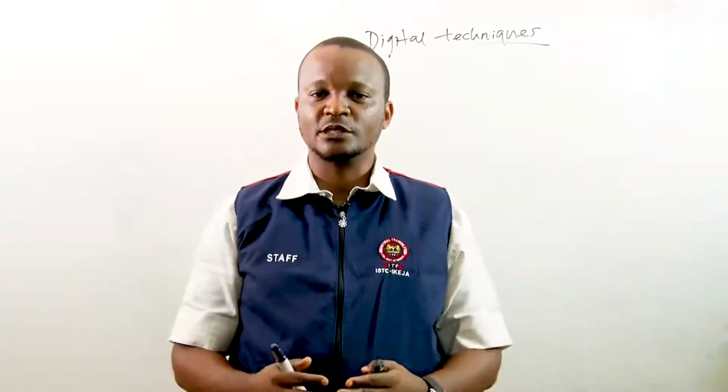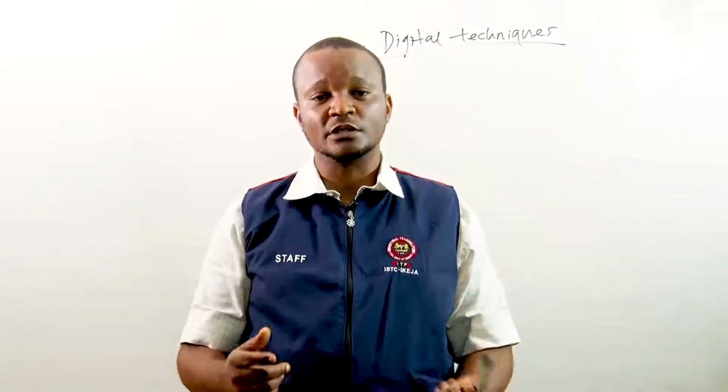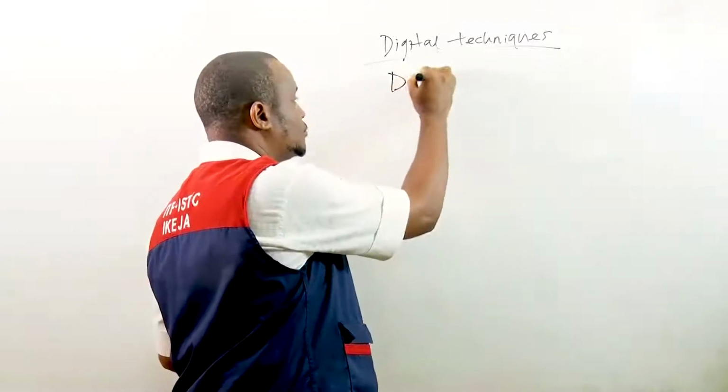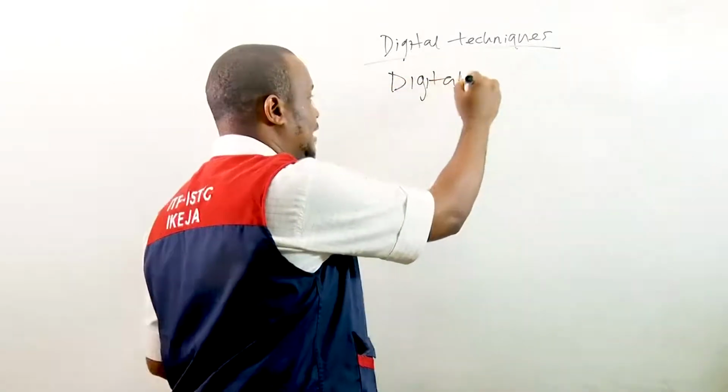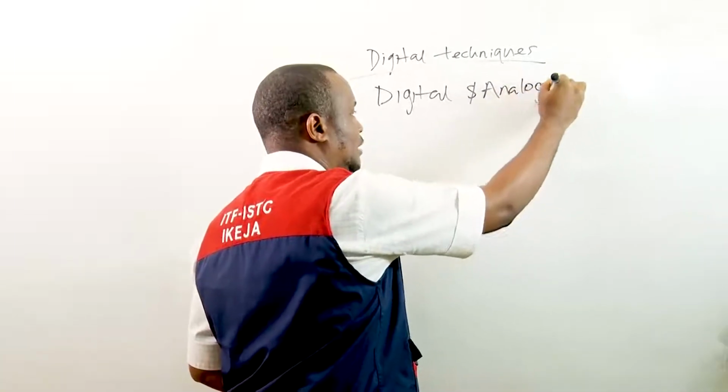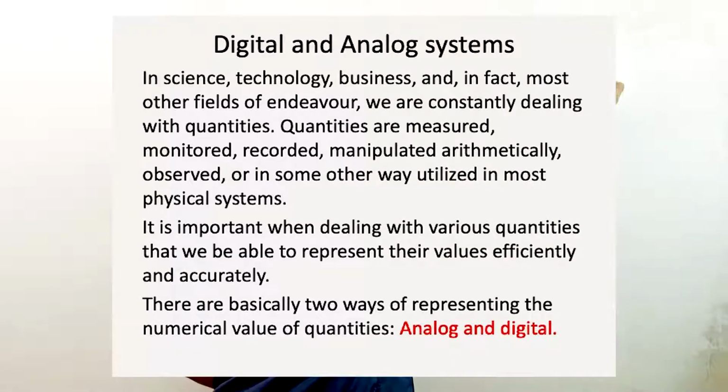We're going to be looking at some underlying terminologies as we move along in this topic. First of all, we want to look at digital and analog. What do we mean by analog? Analog systems.